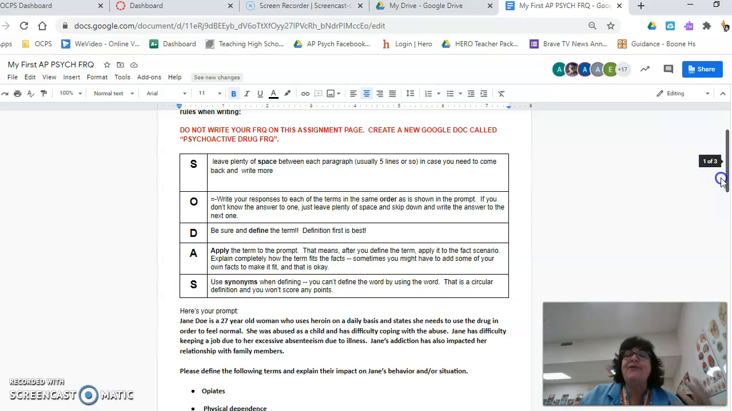The D is define the term, okay? You want to define the term. You don't always score for a definition. Most of the time it'll say definitions won't score, but sometimes there'll be a rare term that most people don't know. And if you know the definition, oftentimes that's enough to score when most people don't even know what it is. They'll throw some weird ones in that AP exam.